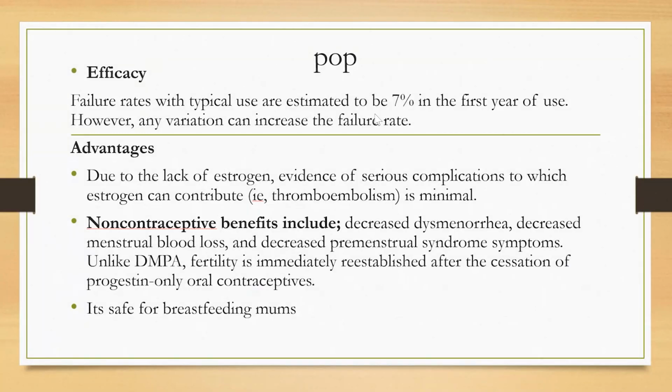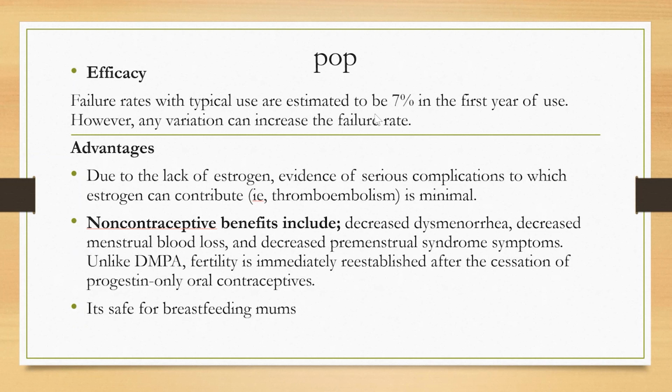The failure rate of POCs, the progesterone-only contraceptive, is usually 7% in the first year of use. However, it can fail if used for a prolonged time. So mostly in Kenya, we give it to mothers for up to 3 months, and then we change to the combined oral contraceptive, which is more effective and stronger. The advantage is that due to lack of estrogen, it doesn't have estrogenic effects like thromboembolism, which I have explained in the depot.